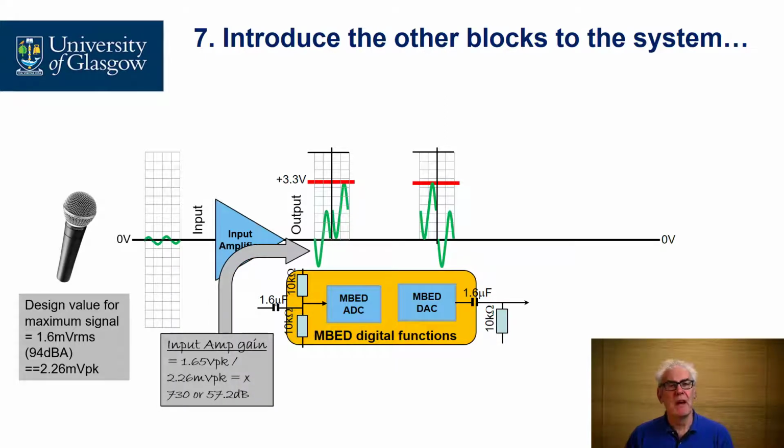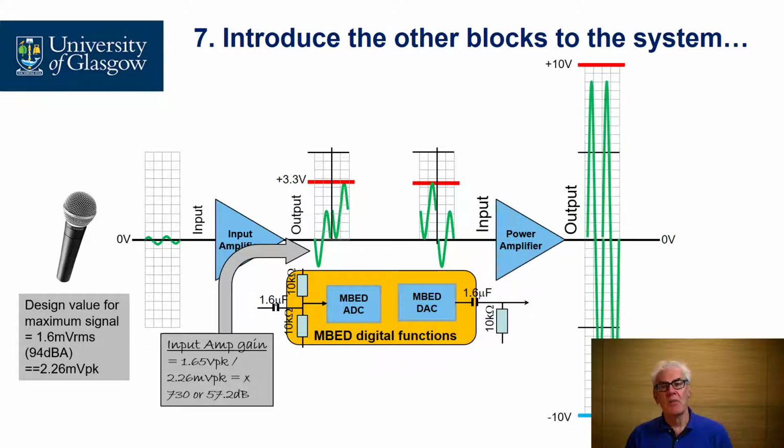So simply the input amplifier gain is 1.6 volts peak divided by 2.6 millivolts peak, which gives us a times 730 gain, or 57.2 dB. It would generate a signal that swung between plus 3.3 volts and 0 volts, with a centre point around 1.65 volts. Similarly, for the output, we need an output voltage of plus and minus 9 volts peak to generate our 10 watts RMS into the 4 ohm loudspeaker.